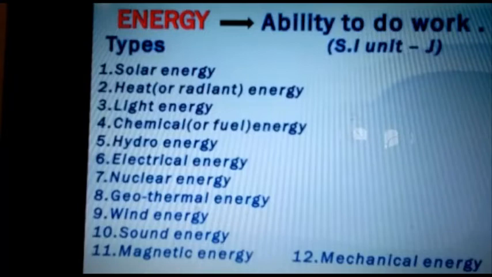You can see here that there are many types of energy like solar energy, heat energy, light energy, chemical energy, hydro energy, electrical energy, nuclear energy, geothermal energy, wind energy, sound energy, magnetic energy, mechanical energy. And the main thing we must say is that energy can neither be created nor destroyed. It can only be converted from one form to another.